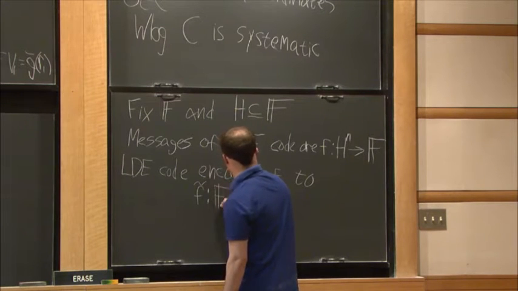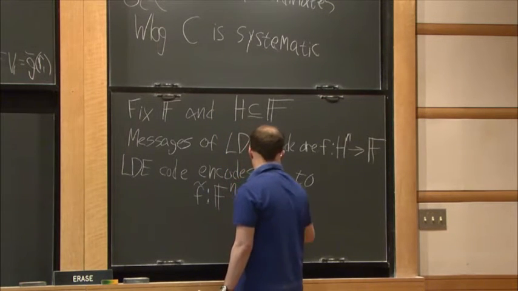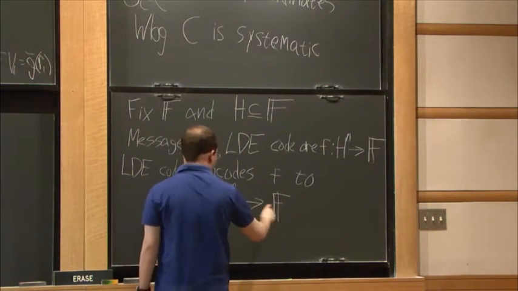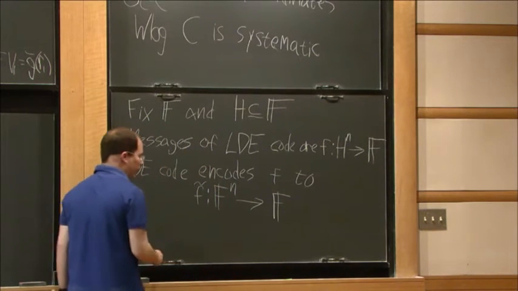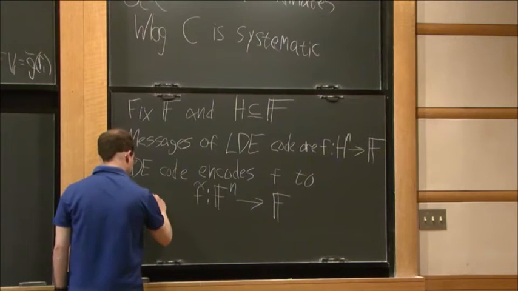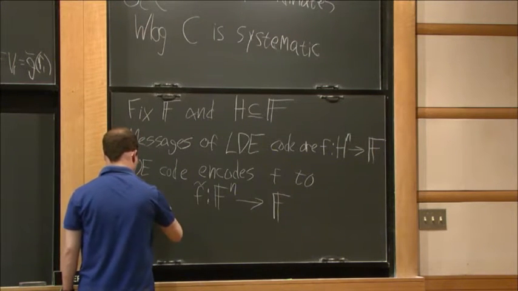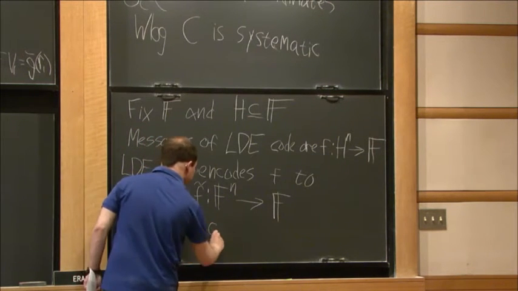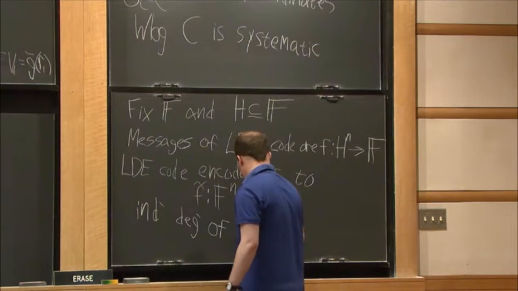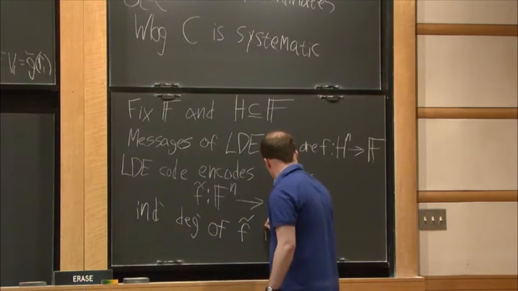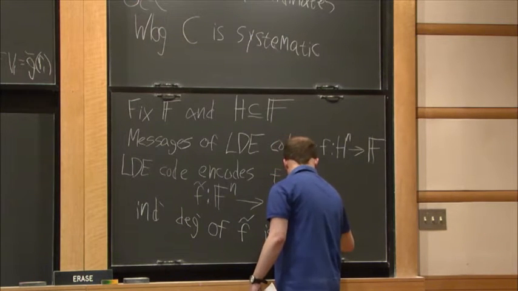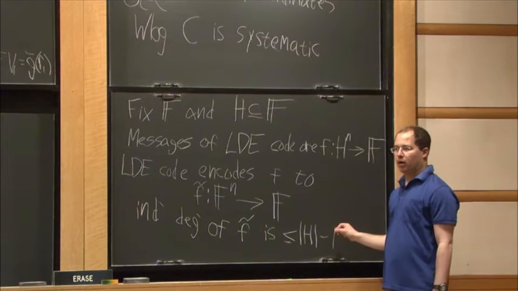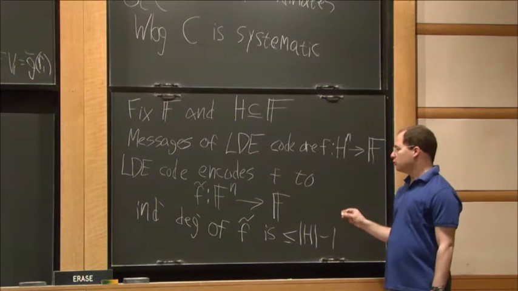which is the unique low degree polynomial from the field f to the n to the field f, such that the individual degree of f tilde is at most size of H minus 1. There is a unique such polynomial, and we will encode the message to it.